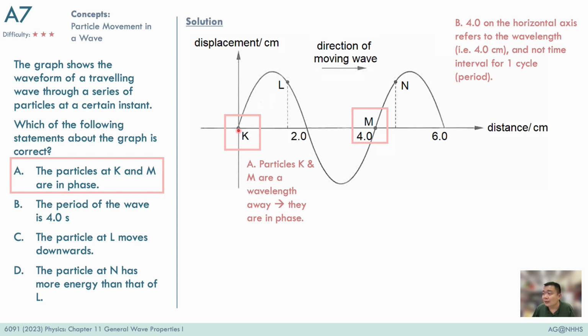So the distance between particle K and particle M is 4 cm. 4 cm is actually the wavelength instead of the time interval, which is called period.